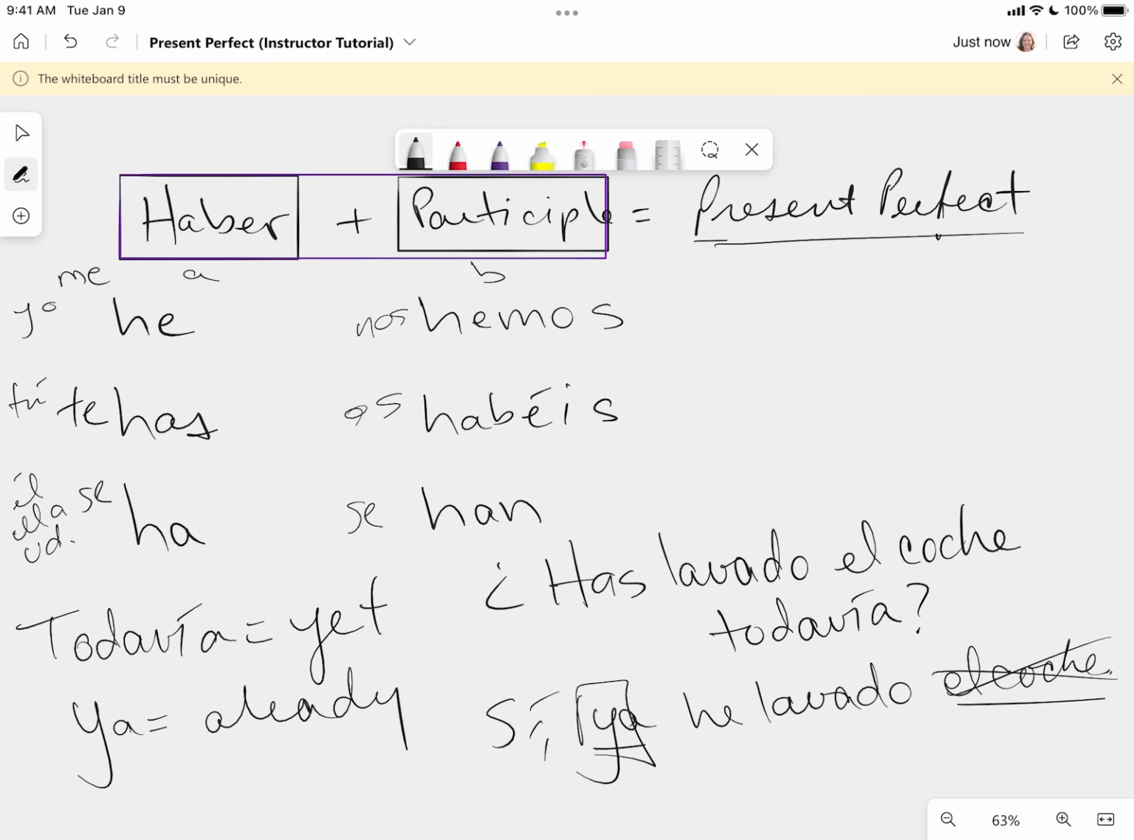If you're not sure what a direct object is and you're kind of lost on this part, I do have another video about direct objects. But that's from a previous lesson, and we're just incorporating it into this new lesson since it is oftentimes used with the present perfect tense.